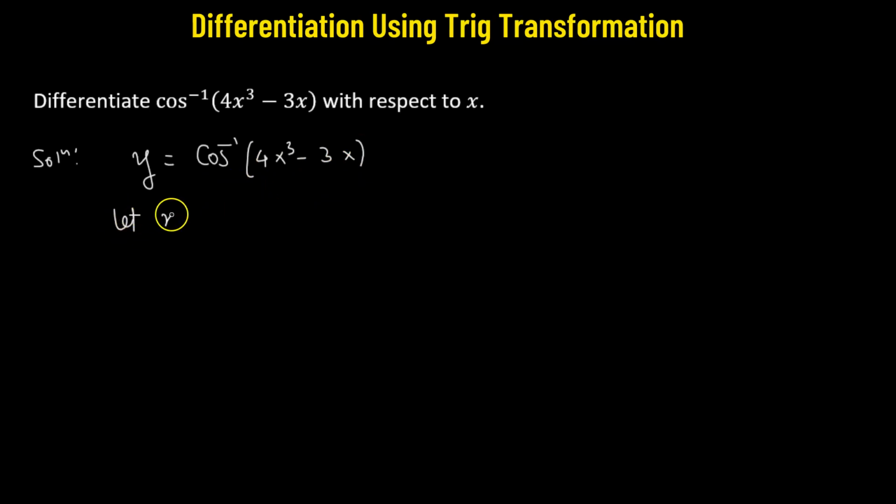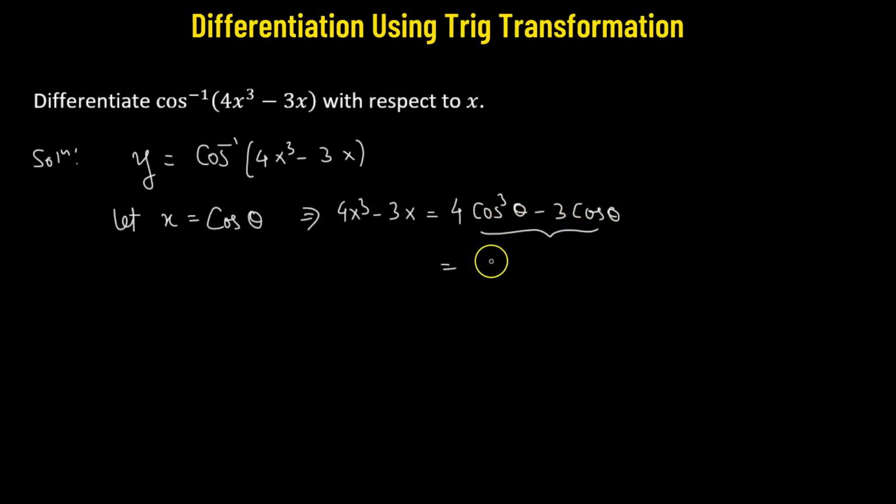For that, we are going to suppose that x equals cosine of theta. Then 4x cubed minus 3x becomes 4 times cosine cubed theta minus 3 times cosine theta. Now this is a trigonometric identity, an expansion of cosine of 3 theta. So our function y becomes cosine inverse of, in place of 4x cubed minus 3x, we can rewrite it as cosine of 3 theta. Now cosine inverse of cosine of 3 theta means we have y equals 3 times theta.